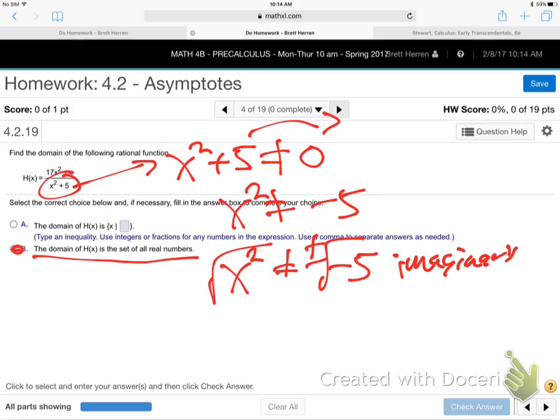Make sense? Is that okay? No way that can be 0. If you square something and add 5, it's going to be 5 or bigger, isn't it? Even if you plug in a negative. Even if you plug in 0.